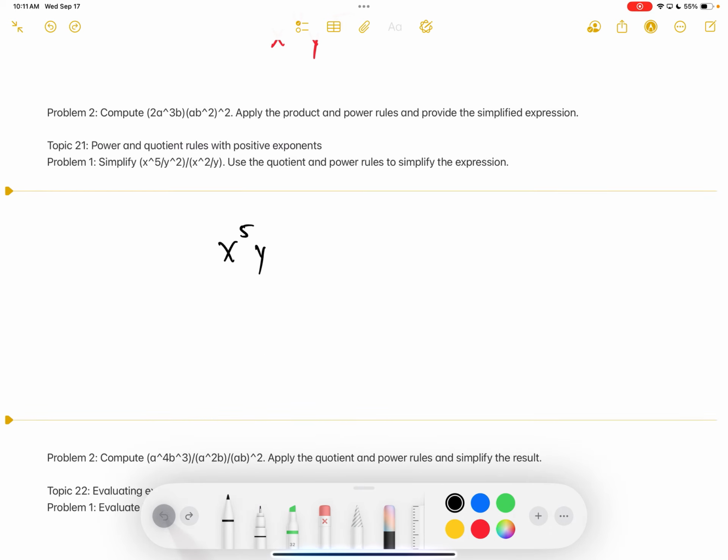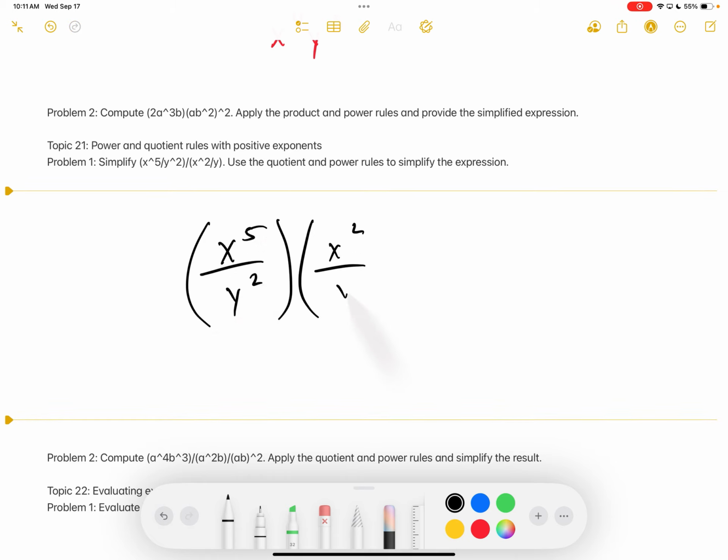Oh, wait. I wrote that wrong. X to the 5th y squared times x squared y. So this one's like multiplying fractions. You just multiply the top and the bottom. So I got 5 x's on the left and 2 on the right, so that's x to the 7th. 2 y's on the left, 1 on the right, so that's y cubed. I can't simplify those anymore because one's x, one's y.